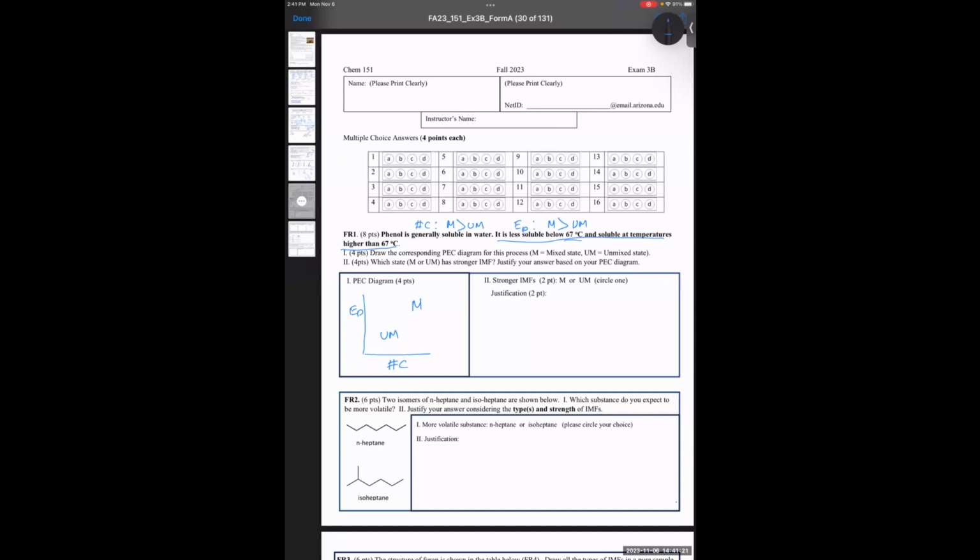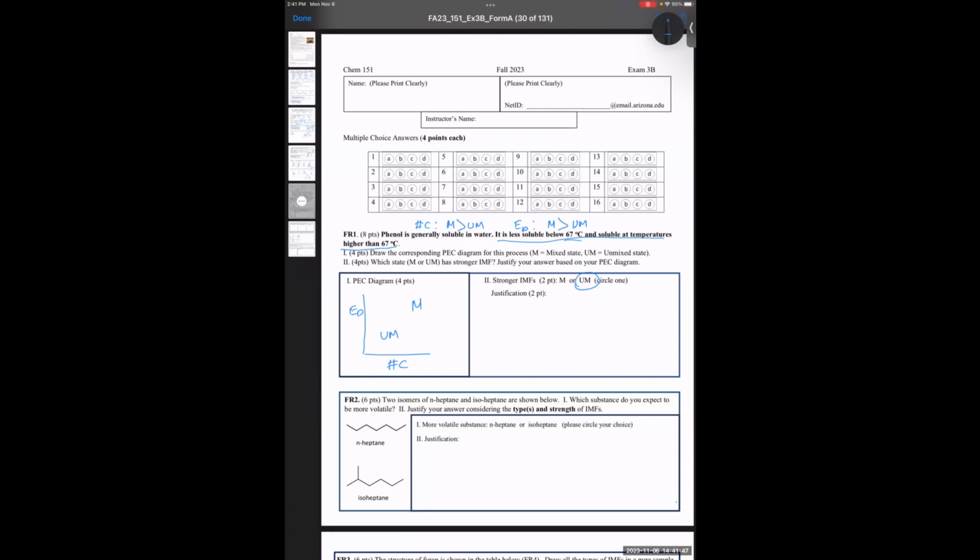All right, there are two parts to this question. Which state has stronger intermolecular forces? Justify your answer based on the PEG diagram. The unmixed state, I'm going to circle the unmixed state, has stronger intermolecular forces. And what's the justification? The unmixed state has a lower potential energy.